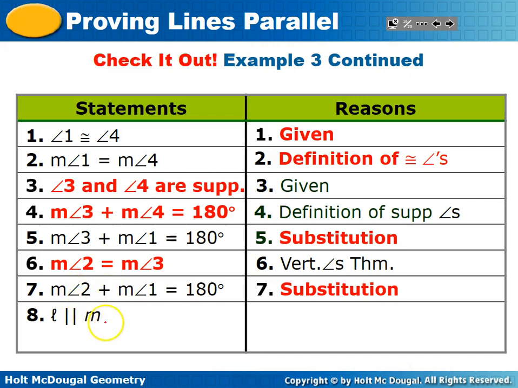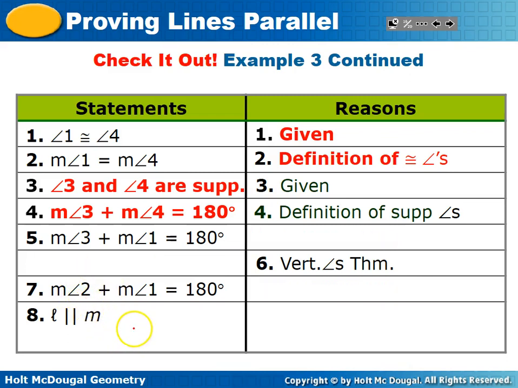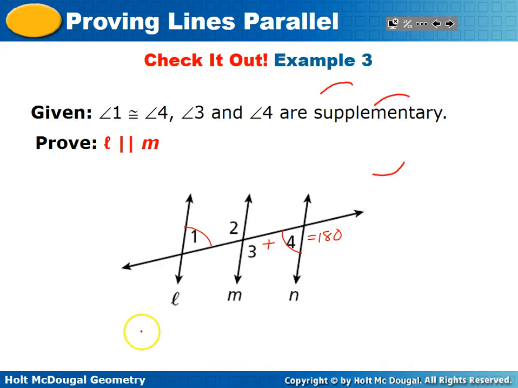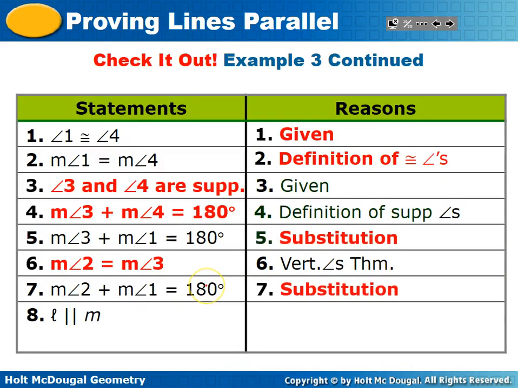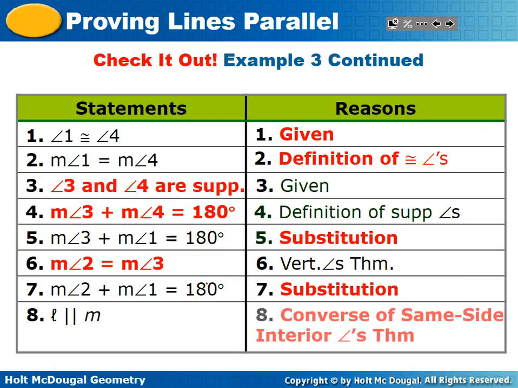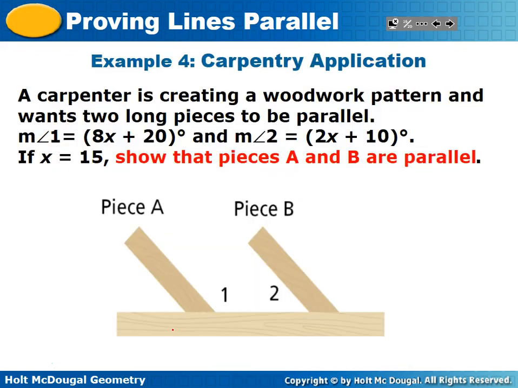Now, I want you guys to look back at your drawing again for 2 and 1. So if we look back here at this drawing for angles 2 and 1, those are same side interior angles. So we're going to say that our reason that these two lines are parallel, L and M, is the converse of the same side interior angles theorem. And again, if you need to write all this down, pause it, fill in your notes, and then you can move on.